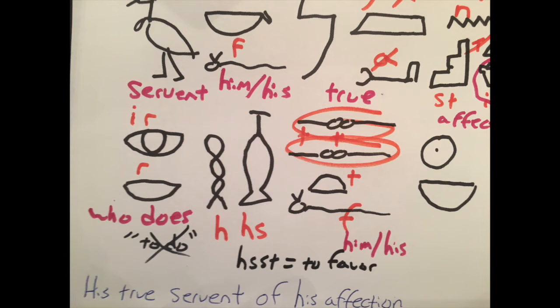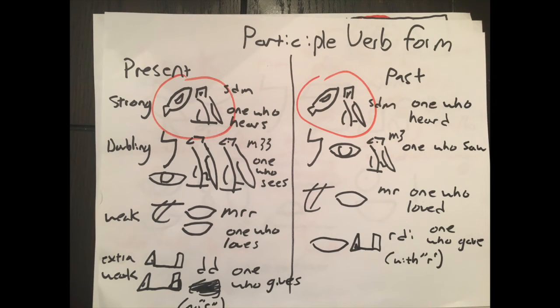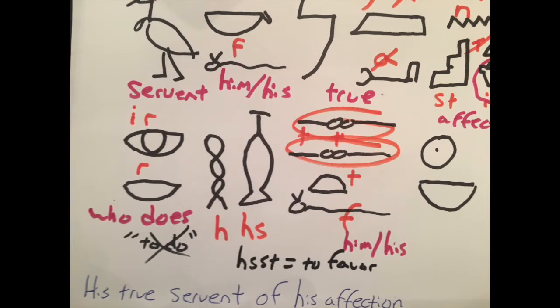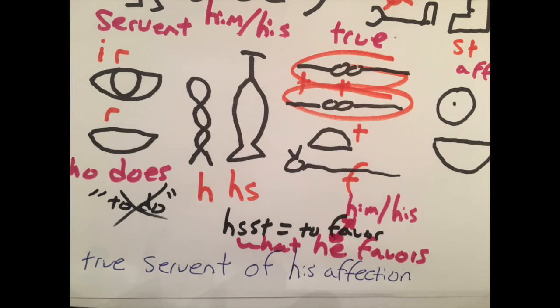Remember, in the present form of the participle, every verb form, except for strong verbs, double a consonant. That's the clue that you know you're dealing with the participle form. So yes, the strong verb can be hard to distinguish between present and past. You have to use context, but every other verb form, doubling, weak and extra weak verbs, all have a double consonant at the end of the verb. So that's how we know this isn't to favor, but rather it is a participle form. So it changes to what he favors with the T at the end.